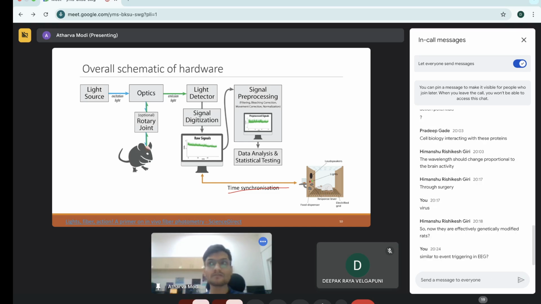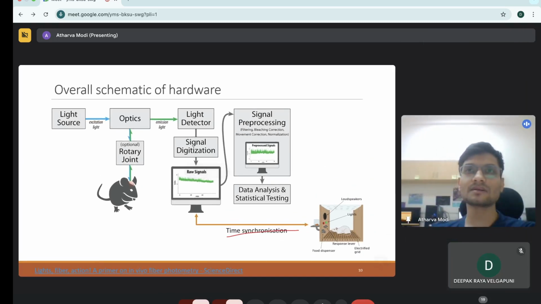This is very similar to event triggering in EEG. You can trigger it in various ways. It's similar to event triggering in EEG.